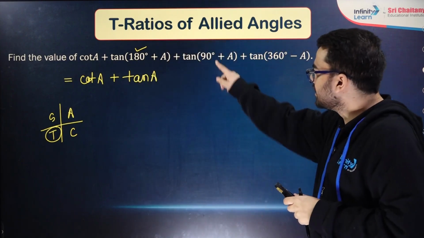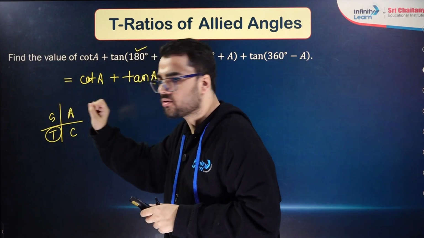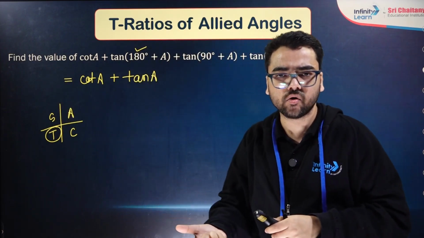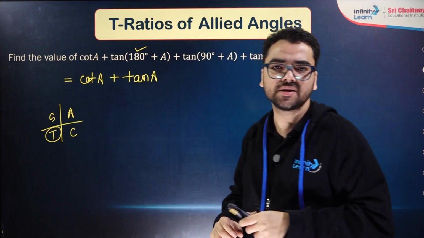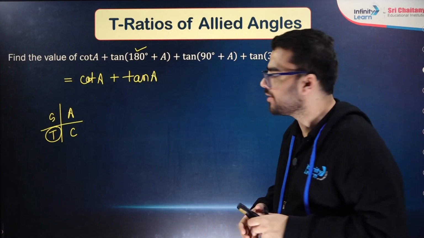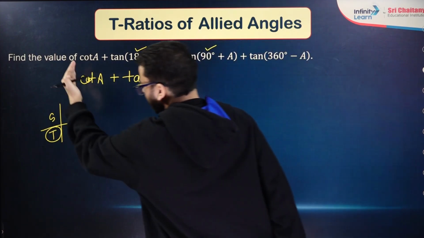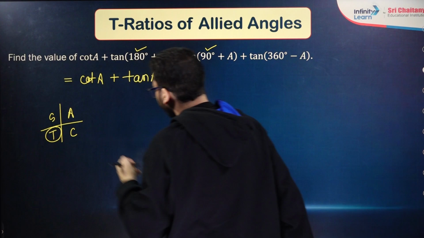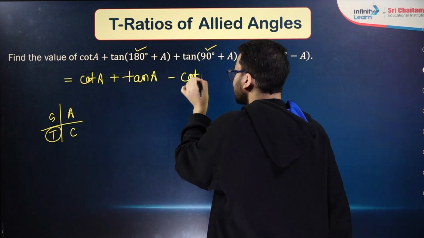Now over here, 90 plus A. This is 90 plus A. You are in the second quadrant. In the second quadrant, only S for sine and its reciprocal cosec will be positive and all other trigonometric ratios will be negative. So this will open up negative. Also, the reference is vertical. You see 90, 270. So this will change to its co-function. It will be minus cot A.